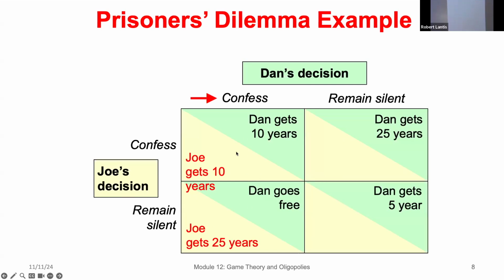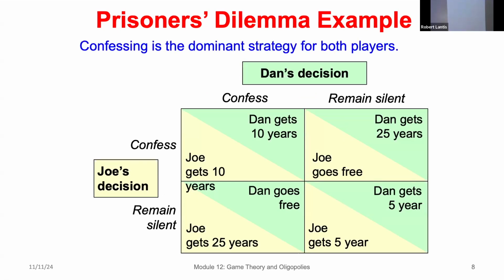If they both confess, they get 10 years. If Joe does not confess or rat on Dan, but Dan rats on Joe, Dan gets to go free, Joe gets 25 years. If the opposite's true, Joe confesses and Dan remains silent, Dan gets to go away for 25 years, Joe goes free. And if they both remain silent, that was the initial case we said, they would both only get lesser charges of 5 years. So here's all of our different payoffs, right, of these different combinations of strategies that the two players can make.